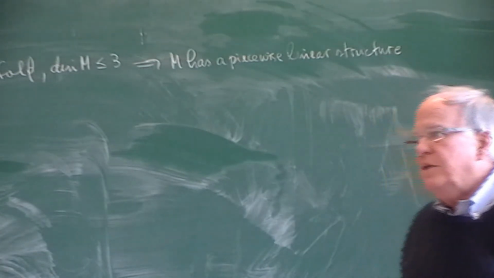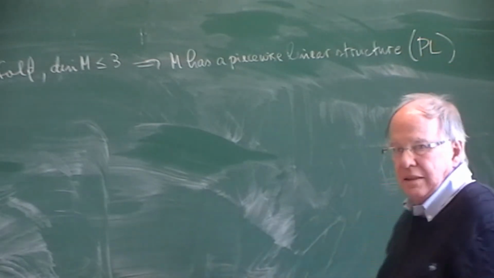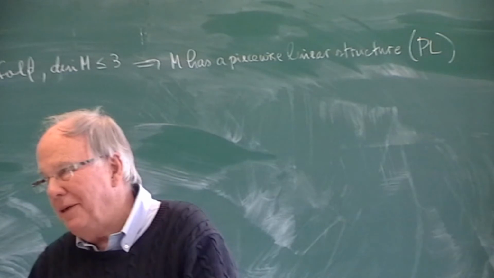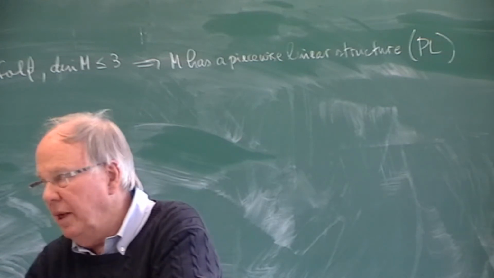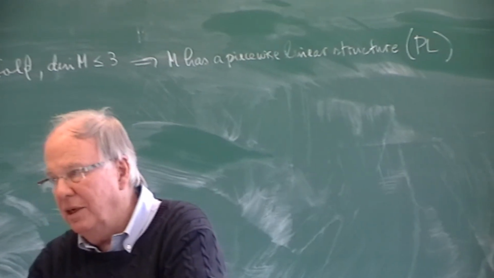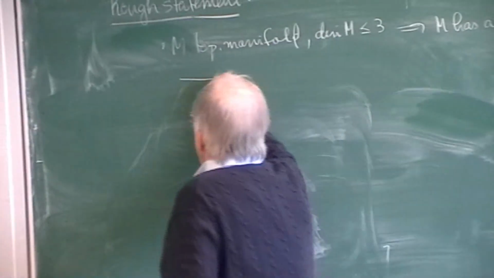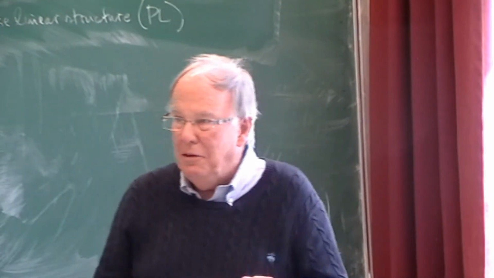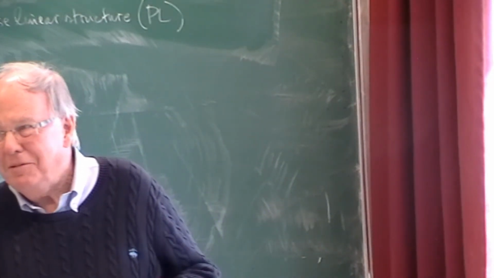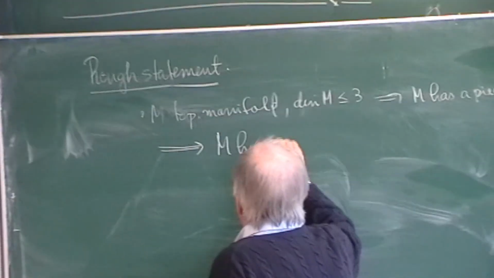The professional people in the subject call this PL structure, piecewise linear. That means for us, a surface can be triangulated. It has a perfect triangulation. You understand what I mean by perfect triangulation? The triangles fit well together, and you have the same type of perfect simplicial decomposition of a three manifold. By the way, dimension 2 was proved in the 1920s, and dimension 3 was proved in the 1950s. So this is not Euler Lagrange. This is much more recent. This implies that M has a smooth structure.